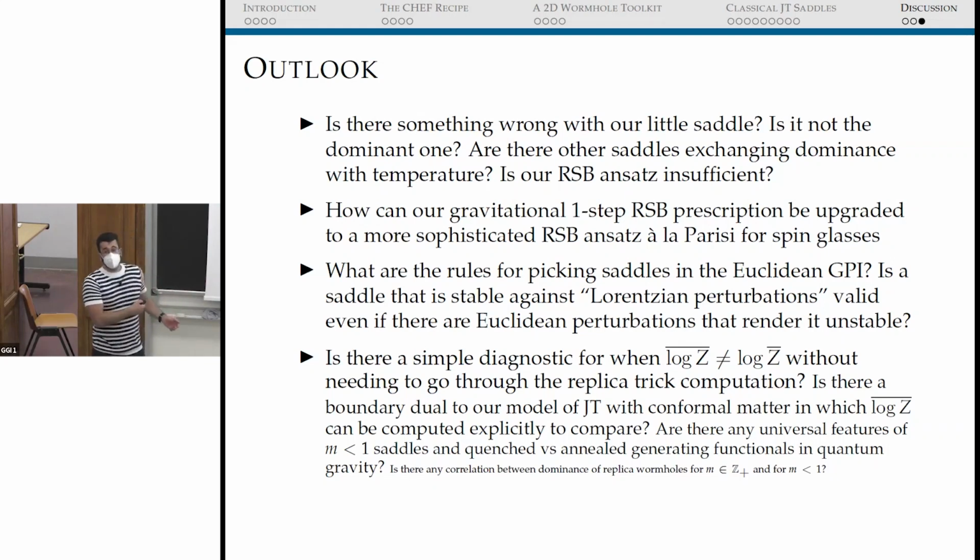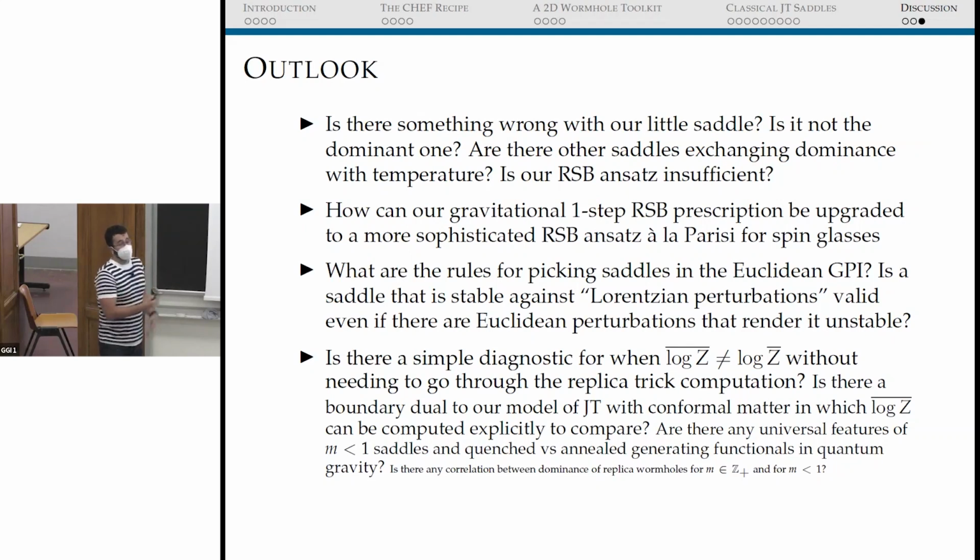Our prescription for replica symmetry breaking is very simple and is the first step you take in, say, the Parisi ansatz. But the Parisi ansatz is a lot more sophisticated. Is there a version of the Parisi ansatz that we can implement in gravity and which would take general account of replica symmetry breaking? That'd be very nice.